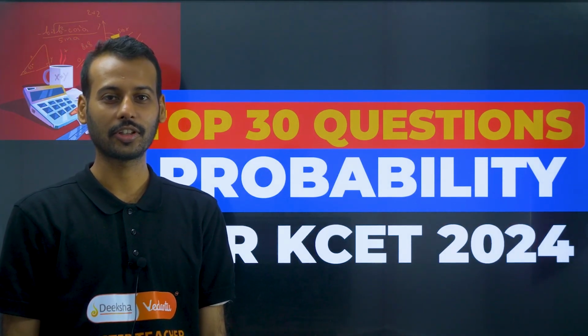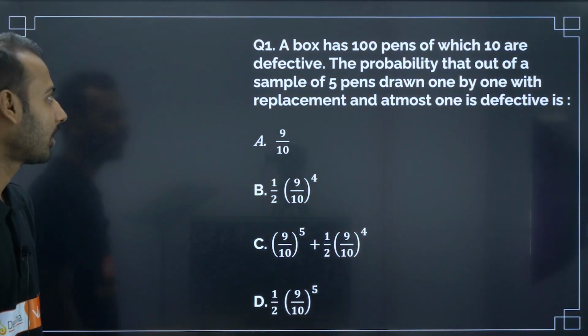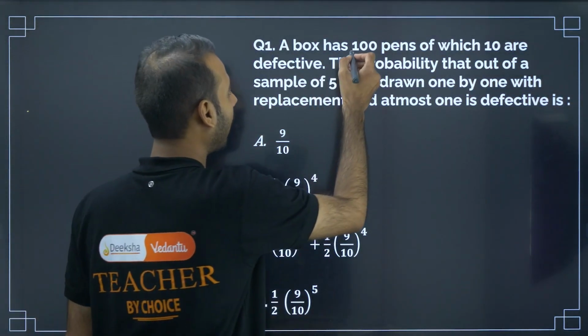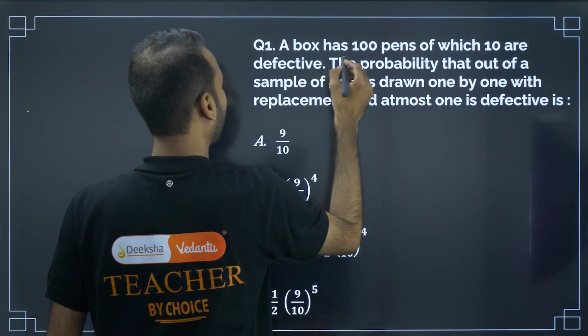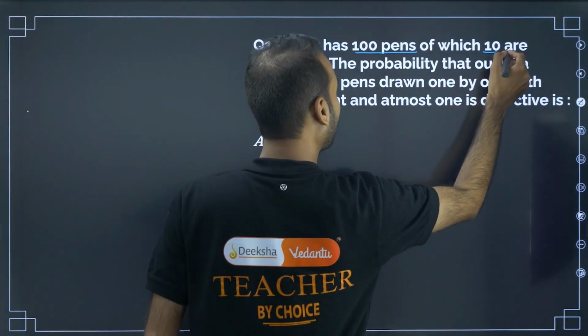In this video, we are going to discuss the top 30 questions of probability. So we'll start with this question. A box has 100 pens. So they are talking about one box, out of which 10 are defective.